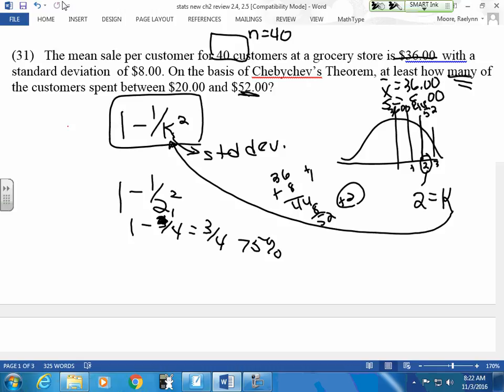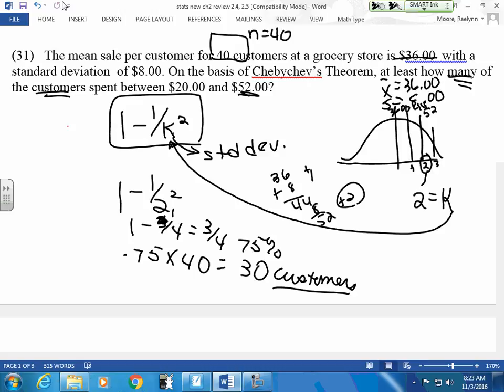Okay, now, it says how many of those customers. So I take this 75% and I multiply it by my 40. I need to know how many customers. And I get 30 customers. 3/4 of my customers will spend between $20 and $52. I can guarantee you that, even though it's not a normal curve, they don't behave normally. There's a skew somewhere. Maybe some spend a little bit more, some spend a little bit less. I don't know where my skew is. But I can guarantee you, even with the skew, that you'll have at least 30 customers spend between $20 and $52.